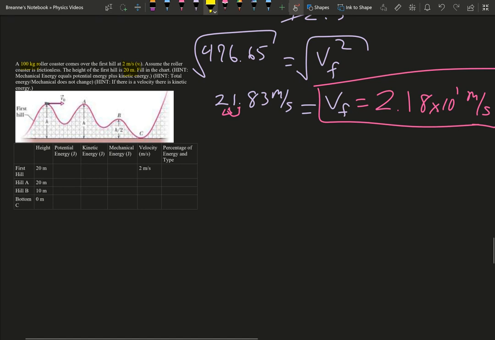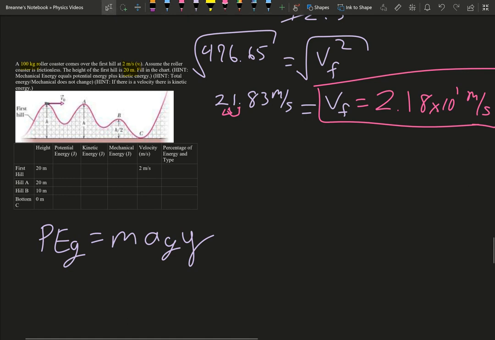So hint, the mechanical energy equals potential energy plus kinetic energy. And then the total energy is the same thing as mechanical energy, and it doesn't change. And if there's a velocity, there is kinetic energy, and vice versa. So a couple of hints. So let's first find out what our potential energy is. So we know that our gravitational potential energy is mass times acceleration due to gravity times height.